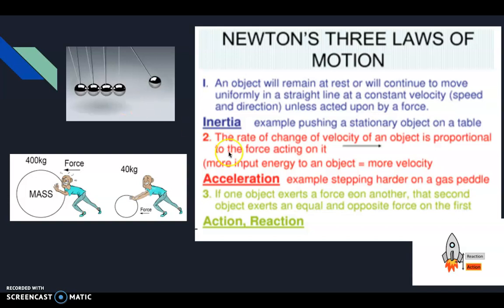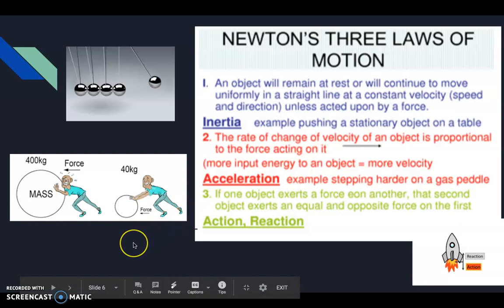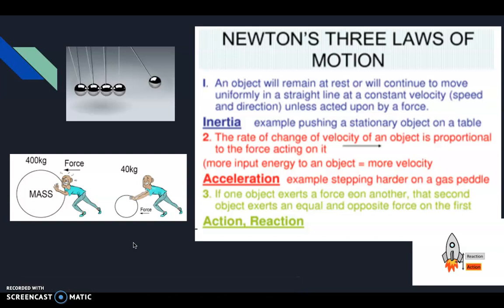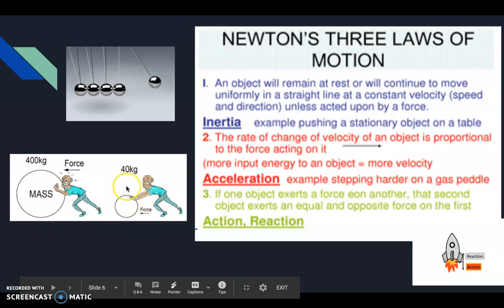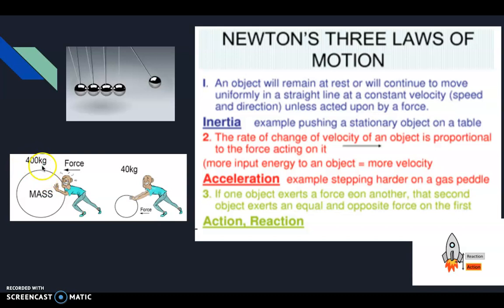His second law is something we refer to as F equals ma. It's the rate of change of velocity of an object is proportional to the force acting on it. Another way to think about it is that the mass of an object determines how much force is necessary to move it. For example, this guy is having a really easy time accelerating this lighter ball than this guy who's trying to push this 400-kilogram ball. If they use the same amount of force, this one will be much harder to push.